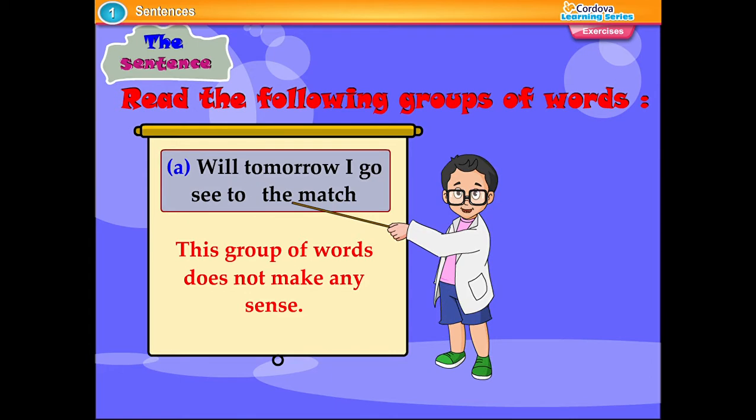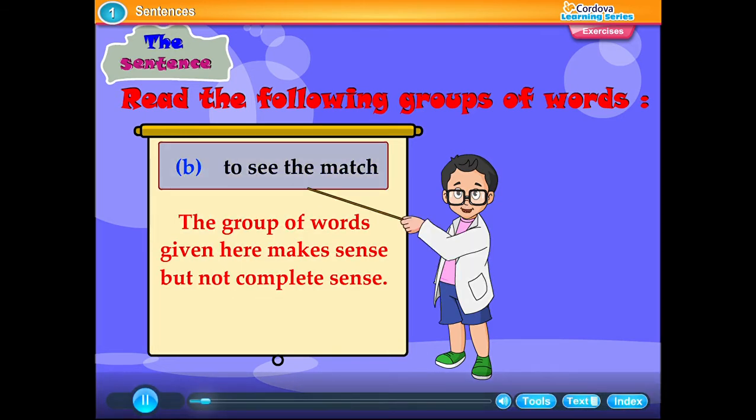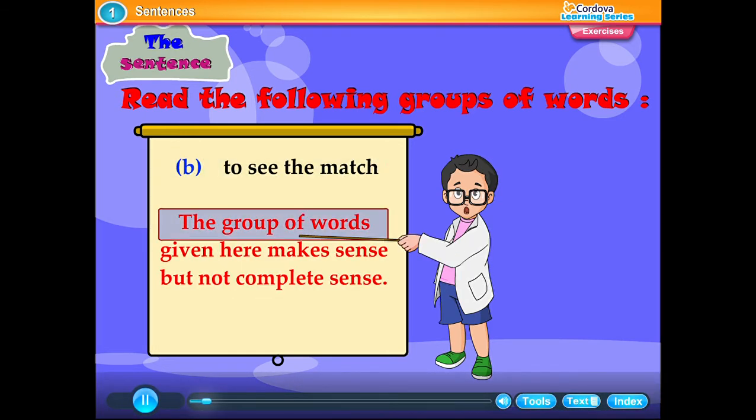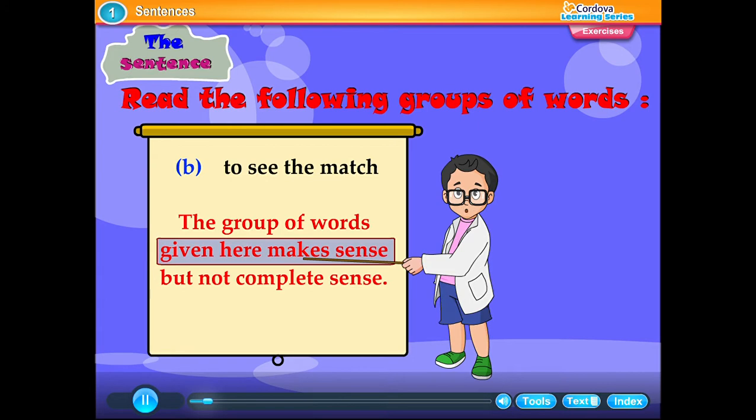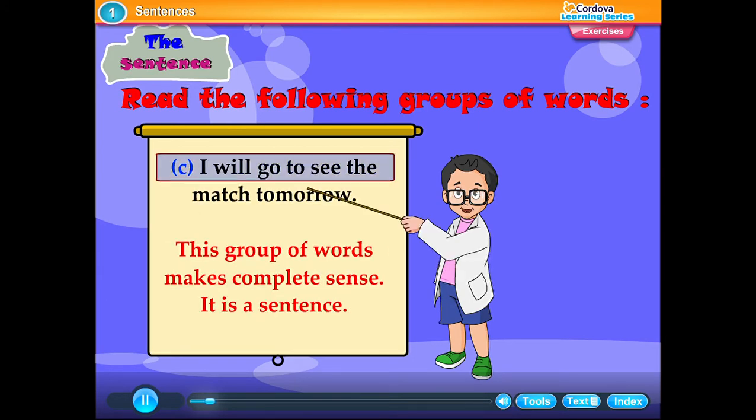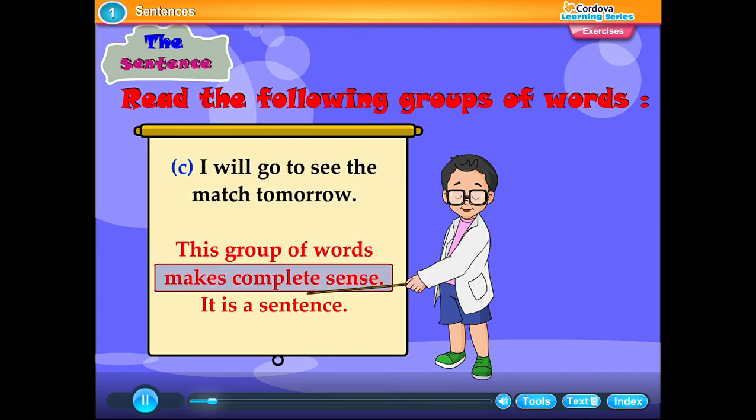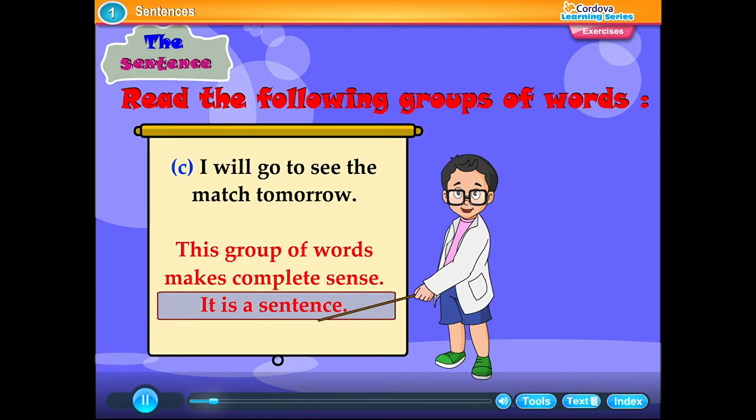Will tomorrow I go see to the match? This group of words does not make any sense. To see the match. The group of words given here makes sense, but not complete sense. I will go to see the match tomorrow. This group of words makes complete sense. It is a sentence.